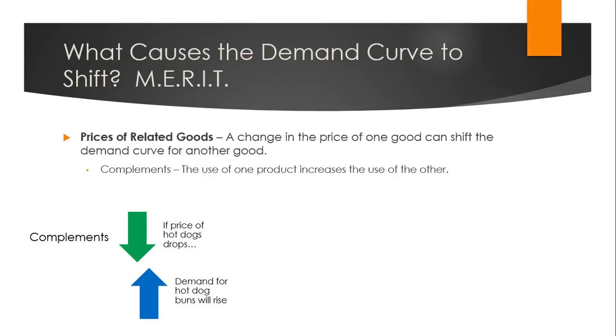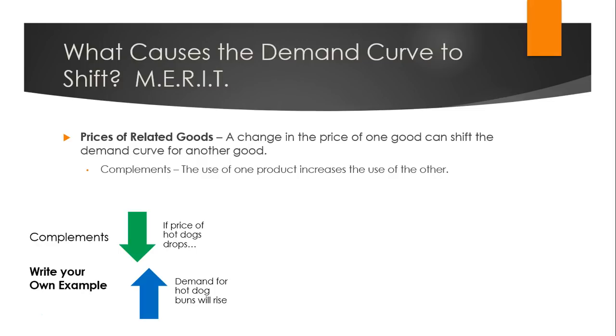If the price of hot dogs drops, more people are going to buy hot dogs, which obviously means if you're buying more hot dogs, you're going to buy hot dog buns. So the price of the hot dogs going down increases the quantity demanded for hot dogs, but increases the overall demand for hot dog buns. Regardless of the hot dog bun prices, you're going to probably buy more hot dog buns. That's why we call it a change in demand for the hot dog buns.